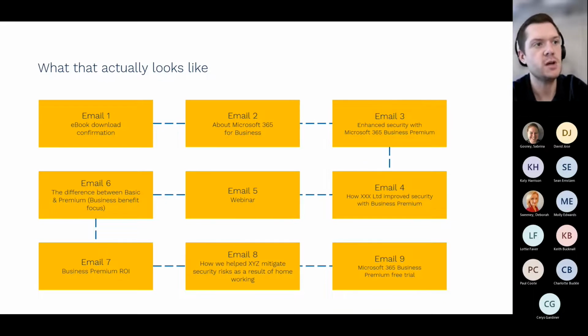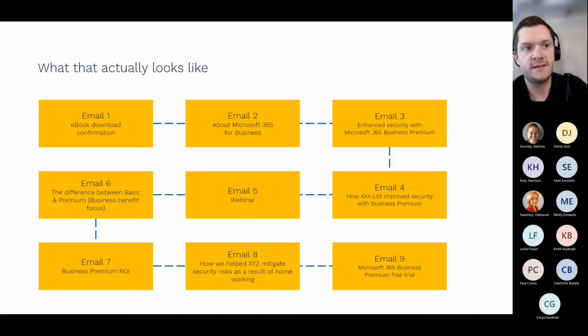Email 7 might be around the ROI that businesses can achieve from Business Premium, whether that's, again, stats that are available through Microsoft's website, or stats that we've gathered ourselves based on 10, 12, 15, 20 customers of our own talking to us about the benefits. So we might say, actually, from a productivity point of view, our customers achieve an ROI saving of X per year, or £2 return to the pound.